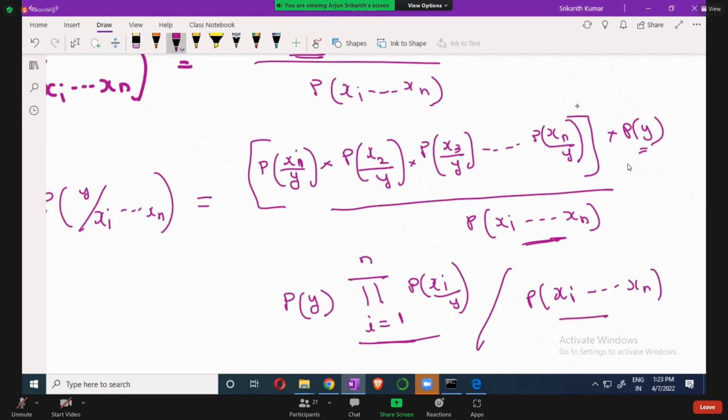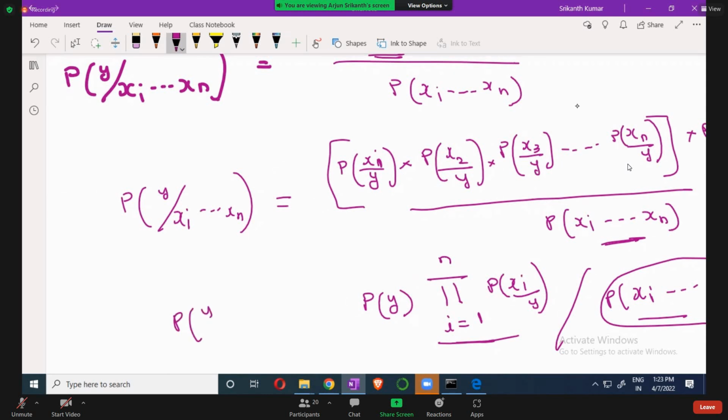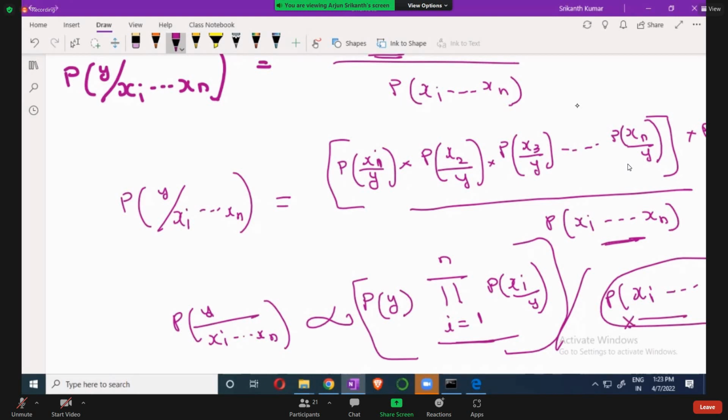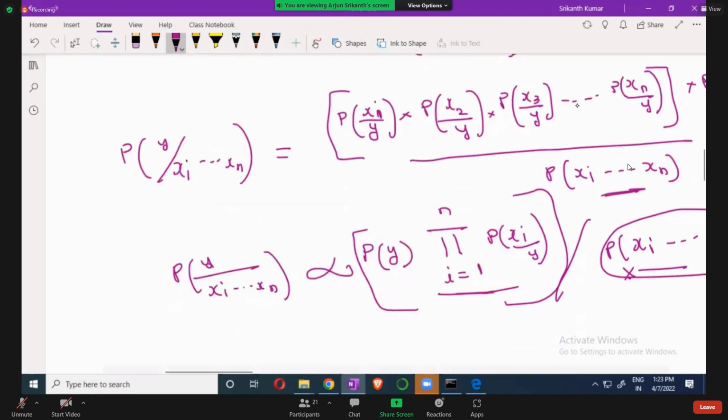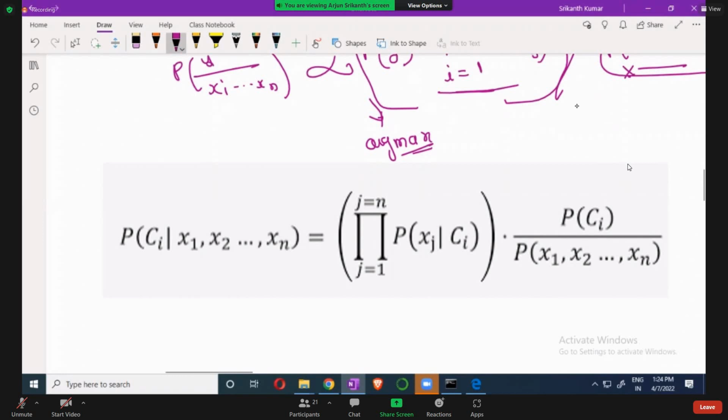Now, if you take this as a constant, usually there will be a constant value. So you can directly say that probability of Y given X1 to Xn is directly proportional to this part, right? If you take this as constant, you can say it is directly proportional to this part. So in order to get the maximum, best value over here, we can use the argmax function. Now this is what it is. Now you see this.